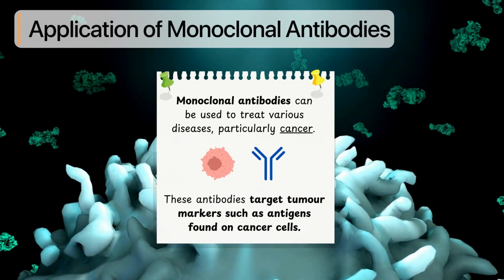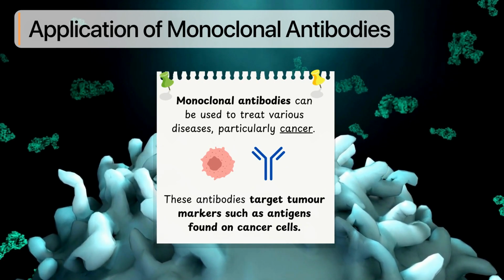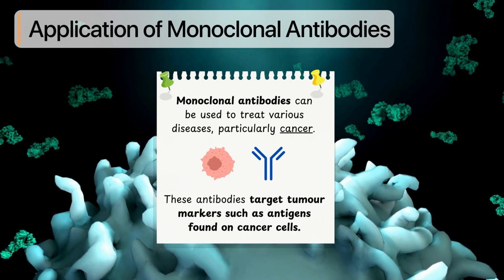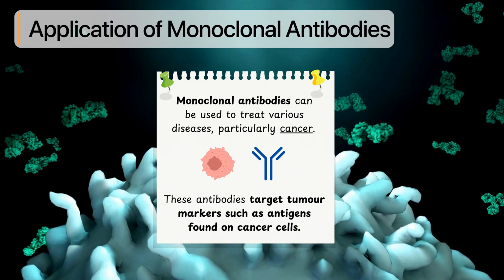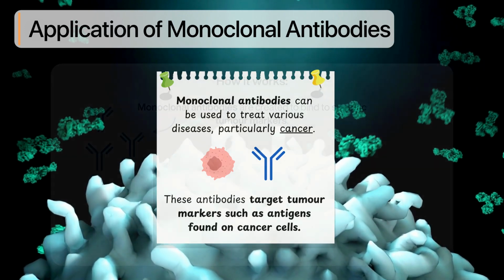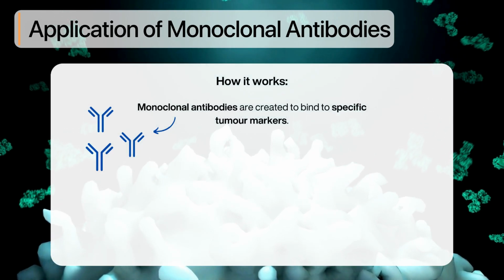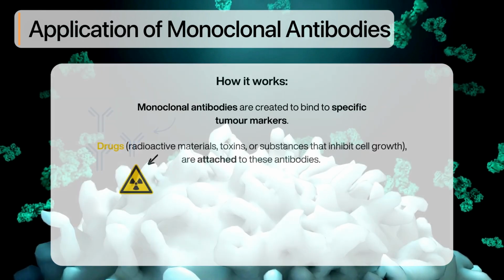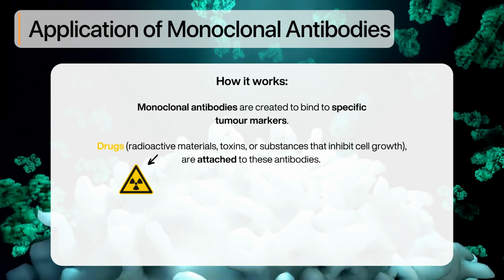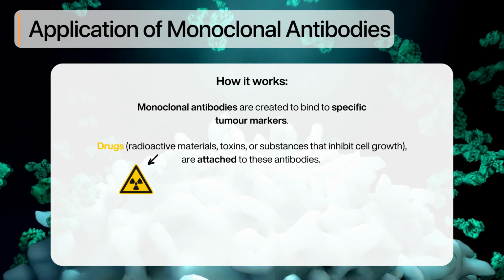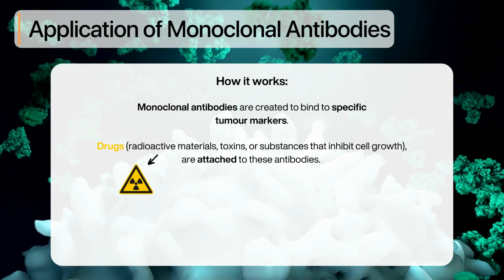Monoclonal antibodies can also be used to treat various diseases. One example of this in particular is cancer. This is because monoclonal antibodies can be engineered to target tumour markers, which are antigens found on cancer cells. To begin, monoclonal antibodies are created to bind to specific tumour markers. Drugs that are usually used to treat cancerous growths, such as radioactive materials, toxins, or substances that inhibit cancerous cell growth, can then be attached to these targeted antibodies.